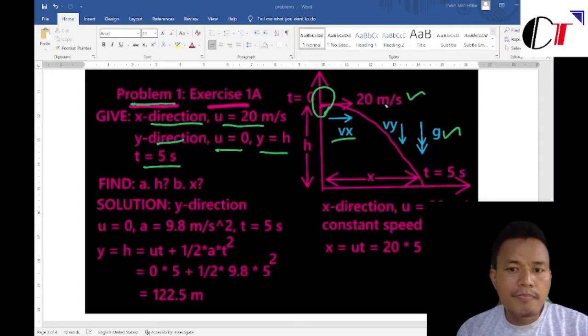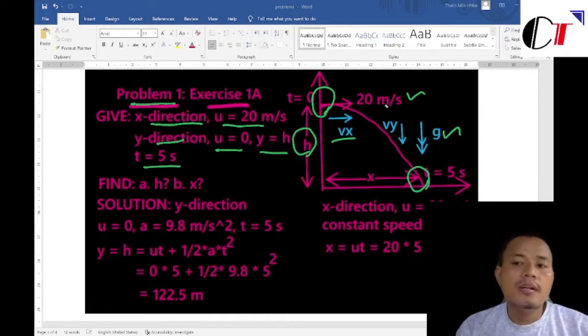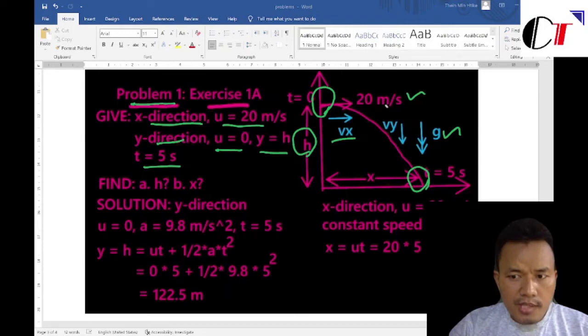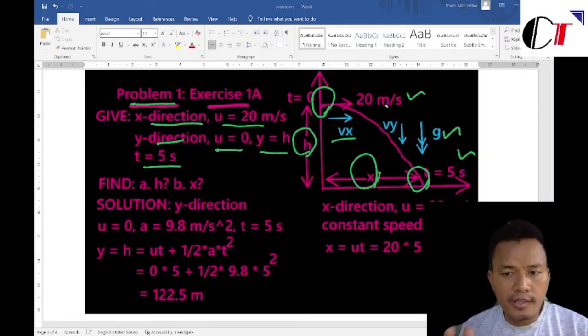Now, the height h is just equal to the distance traveled in the y direction between the point of projection and when it hits the ground. When it hits the ground, the time is 5 seconds. And you are also asked to find the horizontal distance between the point of projection and where it hits the ground, and that is, in fact, the distance in the x direction.